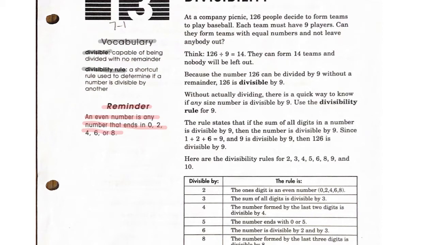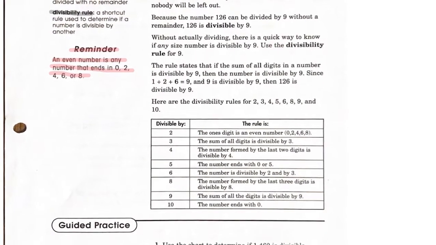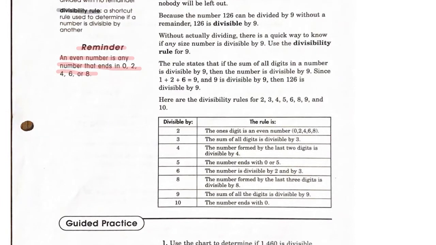Without actually dividing, there is a quick way to know if any size number is divisible by 9 using the divisibility rule for 9. The rule states that if the sum of all the digits is divisible by 9, then the number is divisible by 9. Since 1 plus 2 plus 6 equals 9, and 9 is divisible by 9, then 126 is divisible by 9.